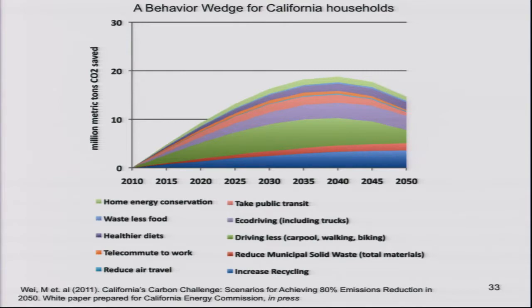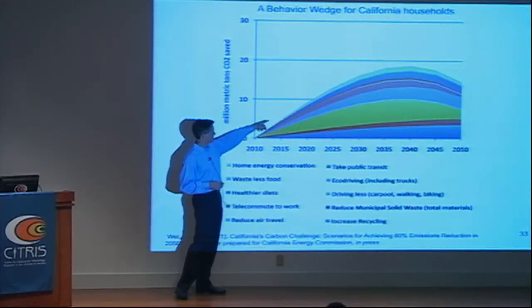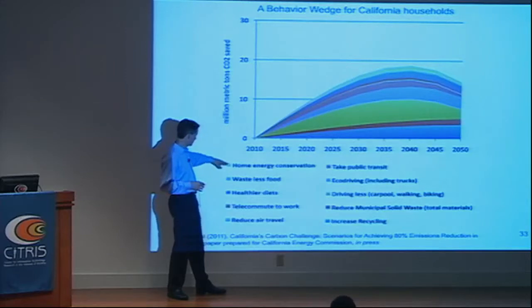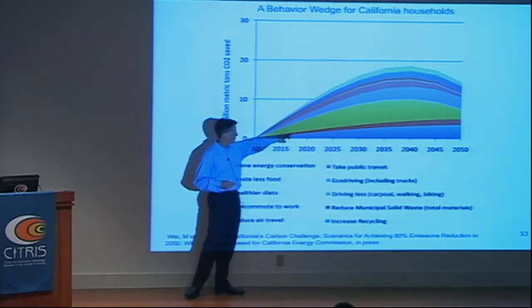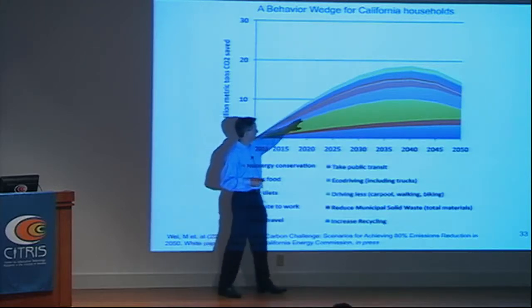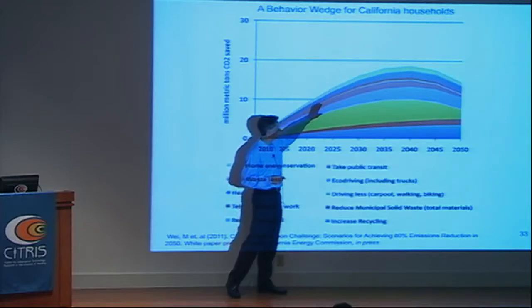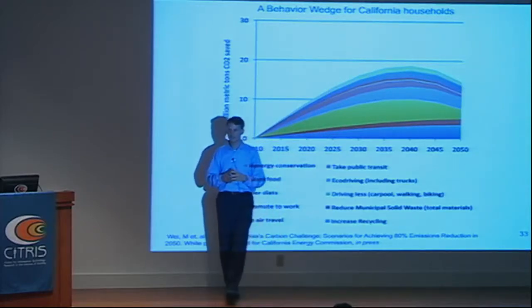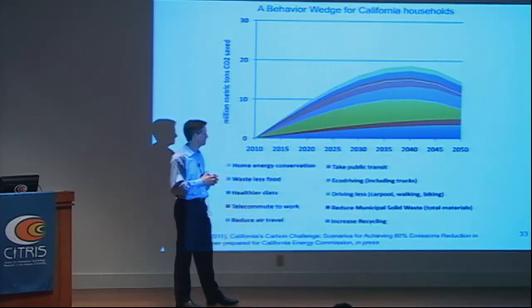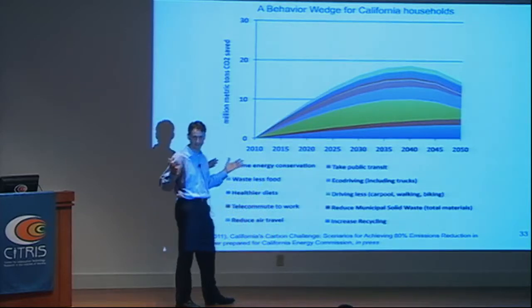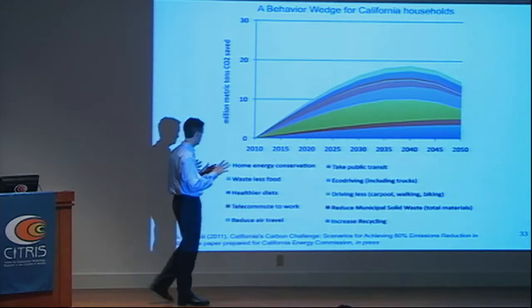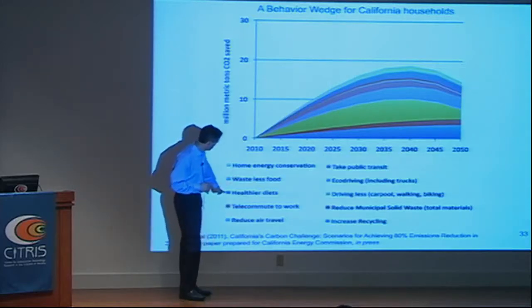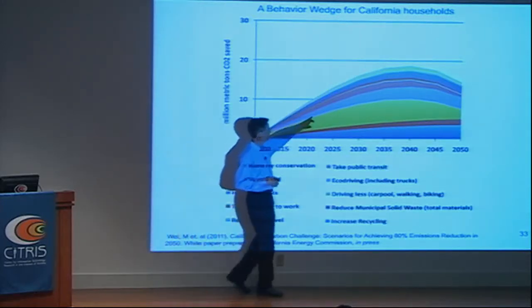This is, again, California. Home energy is this green bar at the top. Recycling is down here, and reducing waste. This is just VMT reduction. And these other pieces here in this area are also transportation related: increasing public transit, eco-driving, including trucks, and a few other things. Diet is this band right here.